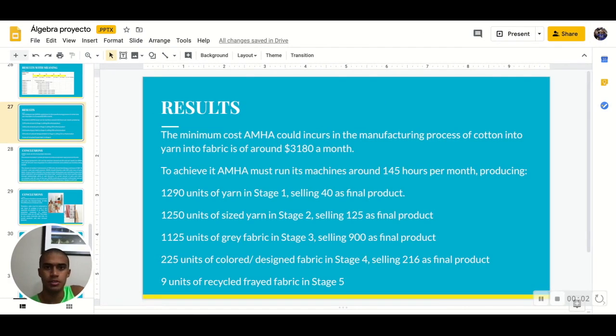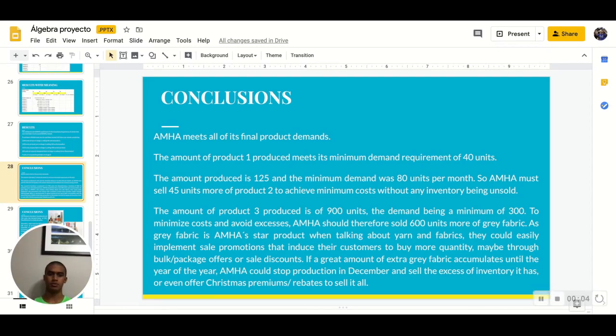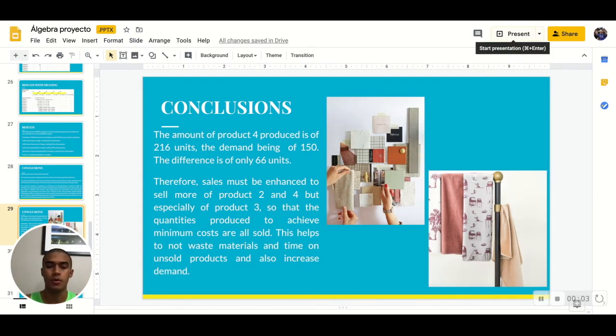The minimum cost AMHA could incur from this manufacturing process would be $3,180 per month by running the machines 145 hours per month. These are the quantities of units to be produced in each stage, along with the final products to achieve minimum costs. AMHA must meet all of its product demands, but to produce and sell everything, AMHA must sell 45 more units of product 2, 600 more units of product 3, and 66 more units of product 4. Demand can be enhanced with different sale promotions such as bulk offers or discounts.